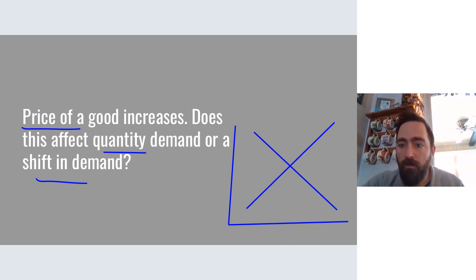If it was the price of a good that increases, we'd be going from this point right here. It would be a movement along a demand curve. Here's your demand, from this point to this point. If you follow the red dots, now we've got a higher price and less demand. Okay? It affects quantity demanded.